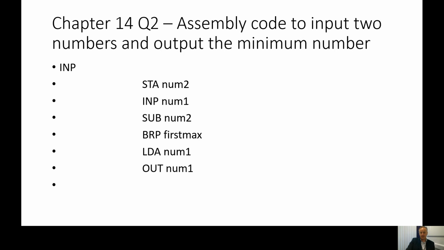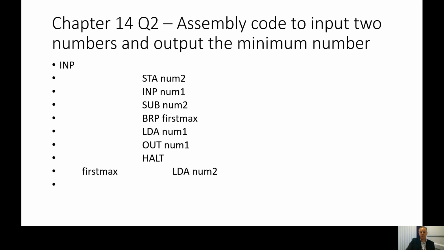If you read carefully through the chapter, you'll see just before that question, it's got a similar bit of assembly code for inputting 2 numbers and outputting the maximum number. So just compare that code example in the book with this code you can see here.